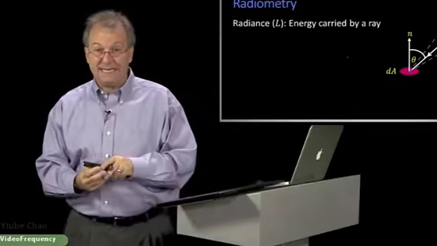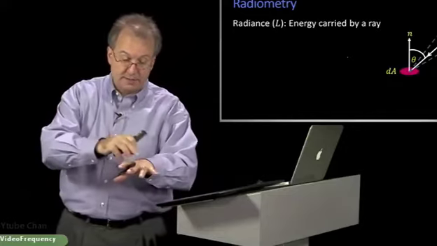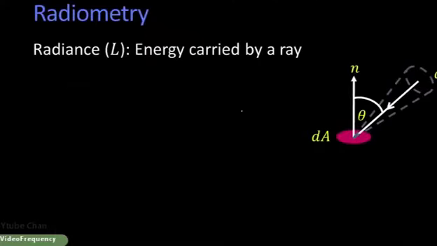In a minute, we're going to talk about the irradiance, which is the amount of light falling on something. All right? So the radiance is energy carried by a ray. What I want you to think about is, assume there's a little patch out here of a fixed angle that's observed down here at some point. And this angle, this little patch, we'll call d omega.